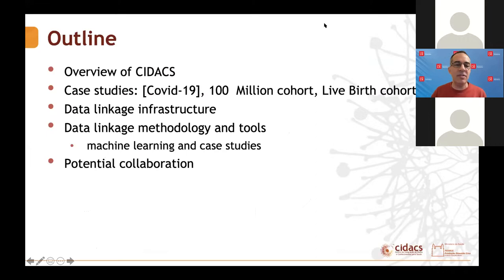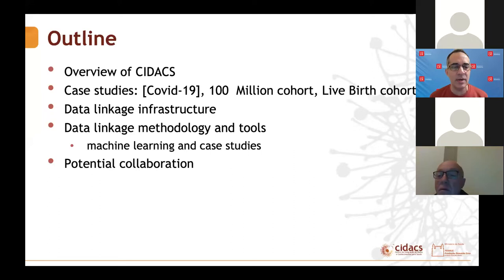I'll give you some overview of CIDACS and some case studies in terms of some massive cohorts we have developed in CIDACS, and then I'll be talking about some data linkage methods and tools. We have some examples using machine learning and some particular case studies involving the use of machine learning for data linkage. I can anticipate this is a very hard approach; it's difficult to come up with a solution that is generalizable for all applications, but we have tried to do something around machine learning. And of course, there is some room for collaboration, and I'll list some topics in which we can try to discuss these collaborations.